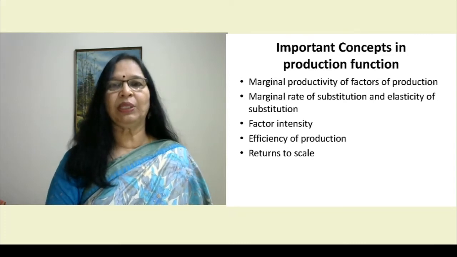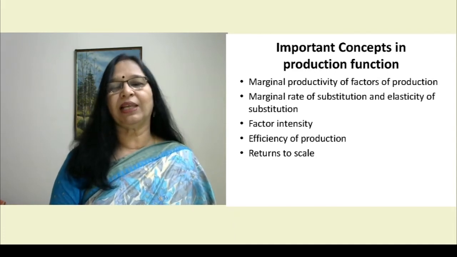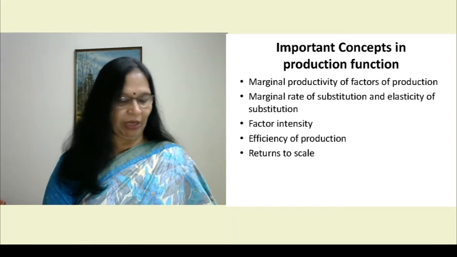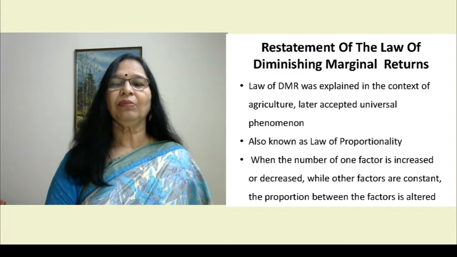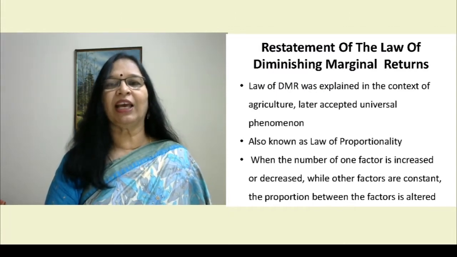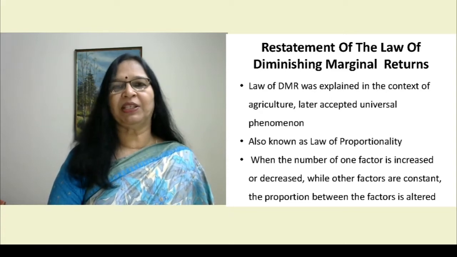So once you understand these terms, you will realize that you can understand the production processes that we explain in the microeconomics of the firm, maybe later. Now, this law of variable proportion is a restatement of the law of diminishing returns. That is how it is presented.